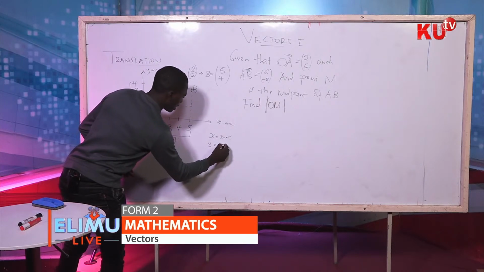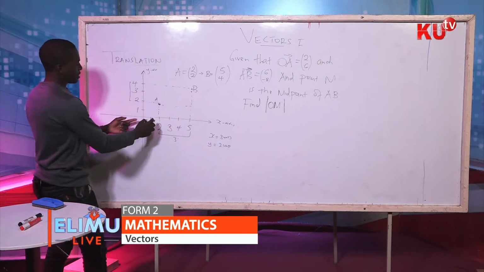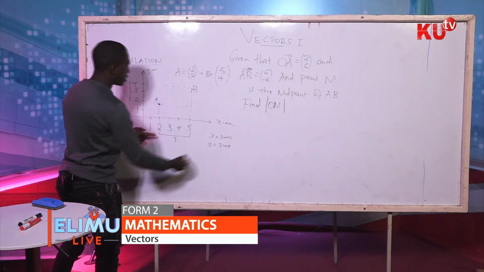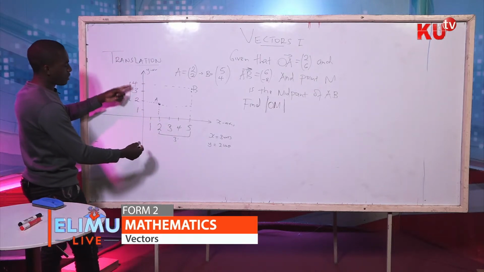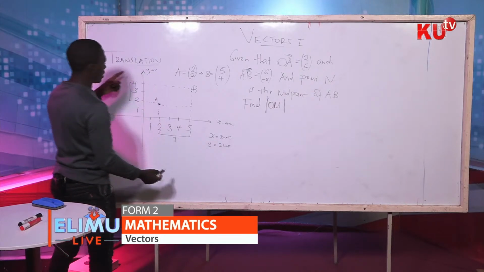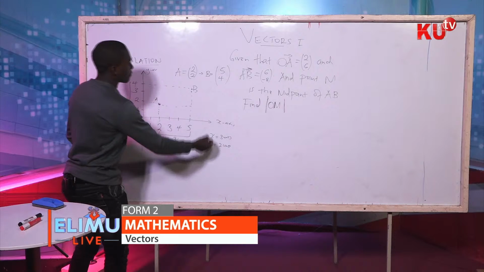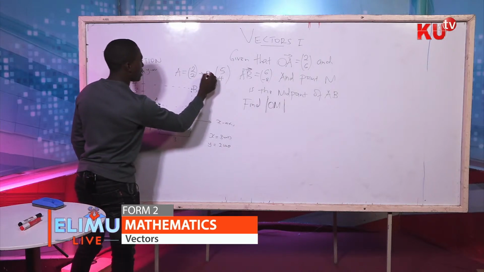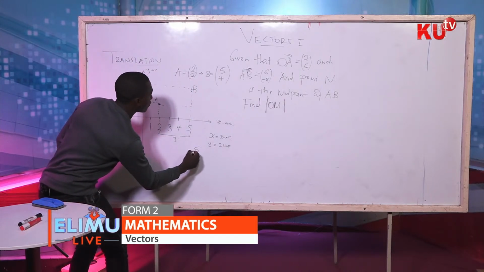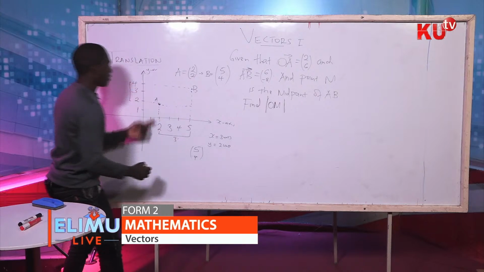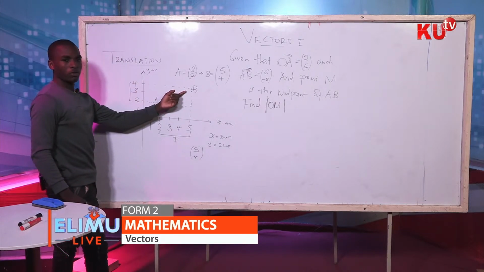So you realize that on the x-axis, the position of B has changed by 3 units, and the position on the y-axis has changed by 2 units. How do you achieve that? You see, if you take B minus A, that is (5, 4) minus (2, 2). This is our initial point. This is our terminal point. So we always take the terminal.